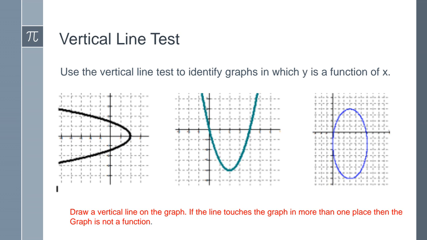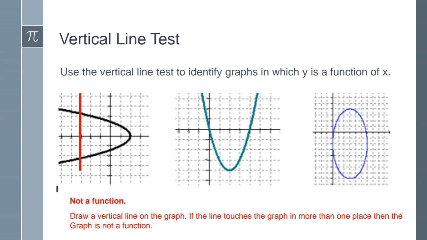So if we look at the first graph here on the left, and I do my imaginary vertical line, what I notice here is that my imaginary vertical line is going to cross my graph at two places. And what this is telling me is that for this x value here, I have one y value, and then I have a different y value over here. So again, it fails this test, and it's failing the definition of what a function is, that every x value corresponds to only one y value. So that first one is not a function.